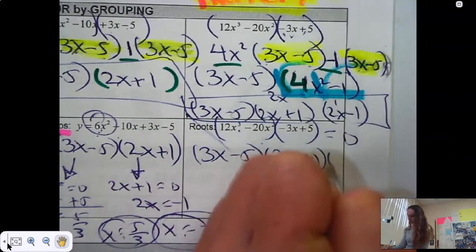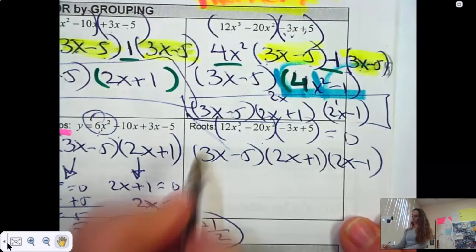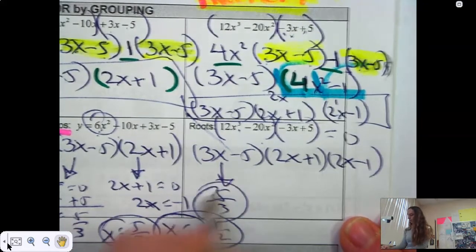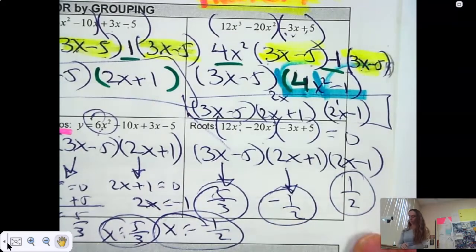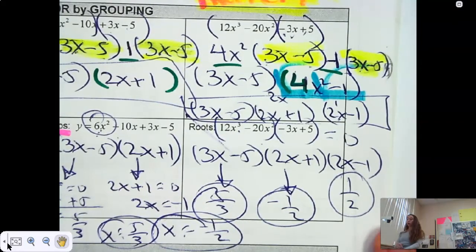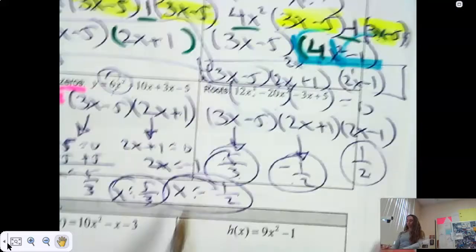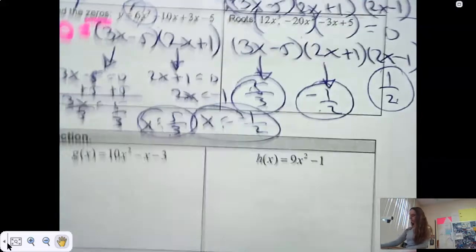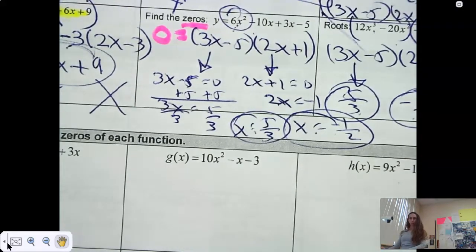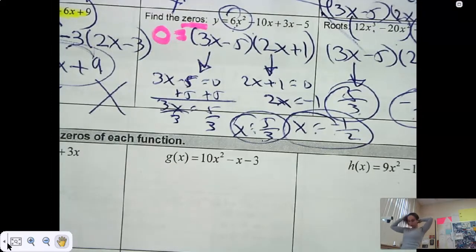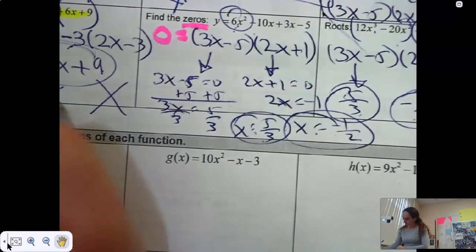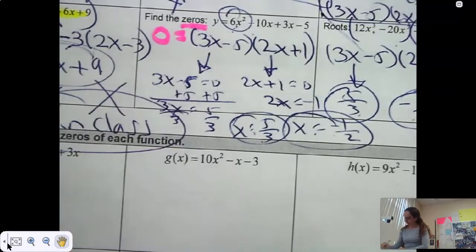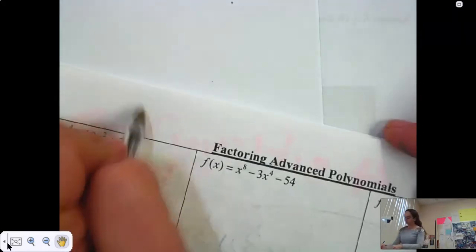Notice how they are similar, but a little bit different. Set this equal to 0, 5/3. This is negative 1/2, and this is positive 1/2. Okay? 3 roots. All of them are real. Okay. So find the zeros of each of these functions. I think I'm just going to make this a lesson in class. So this is what we'll do on Zoom. Okay? Let me turn the page and show you your homework.